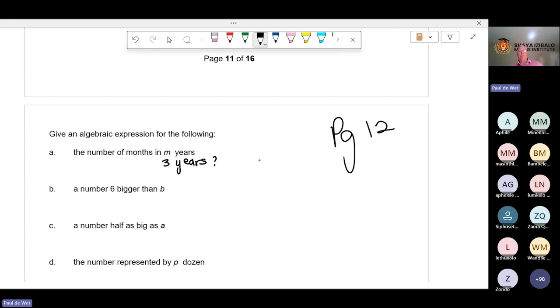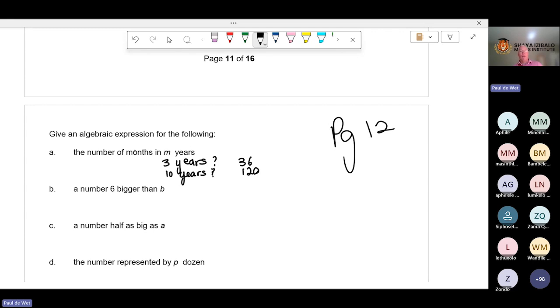Well done, 36. Now, what did you do to 3 to get 36? How did you get the answer? Melissa's actually answered it for us. You multiply by 12. So what about 10 years? What will 10 years be? Yes, 10 years will be 12 times 10. 120.